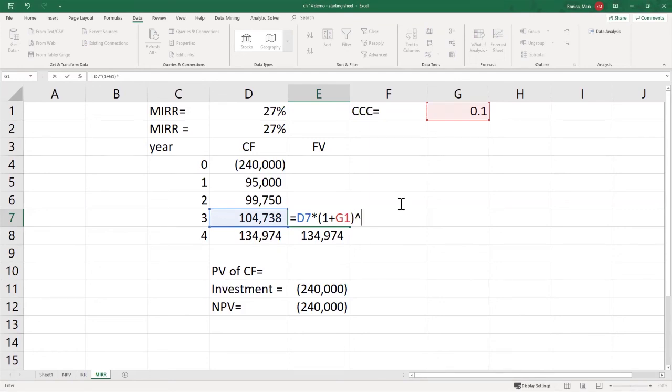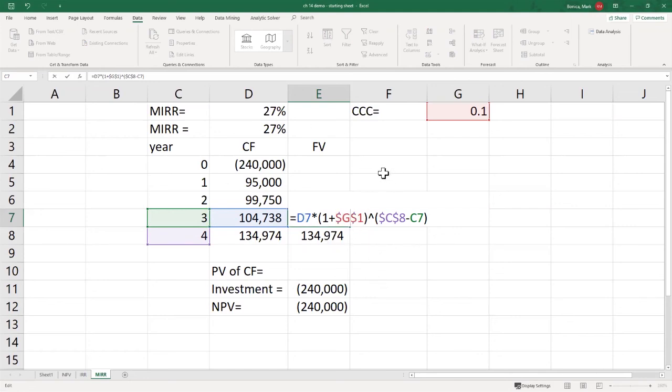You could hard code it in and just say, well, I'm bringing it forward 1 year. What I'm going to say is I'm going to bring it forward to 4. I'm going to lock that reference, minus the year. So 4 minus 3 is 1. Oh, and I need to lock the reference to the corporate cost of capital. So I'm going to hit F4 for that too. So your formula ought to look like what I've got right now, right there.